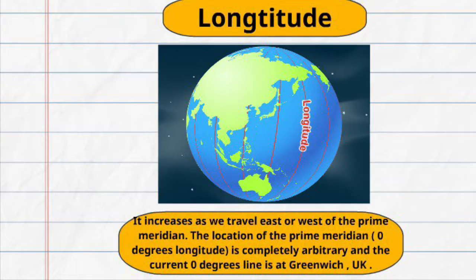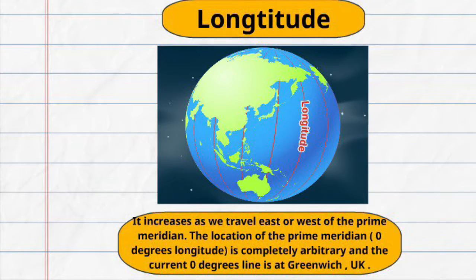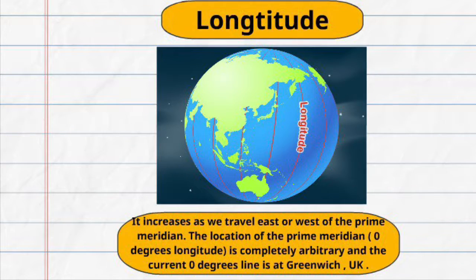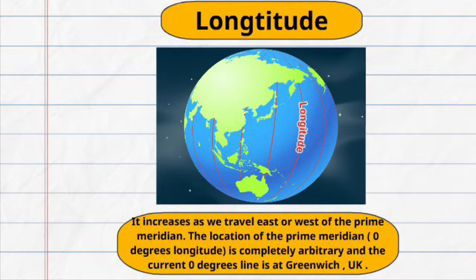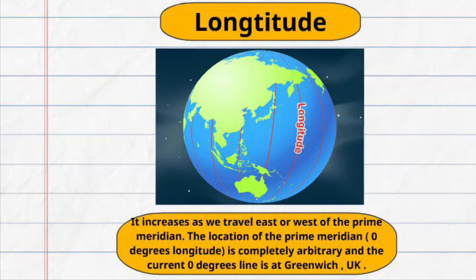Longitude. Longitude is a geographic coordinate that specifies the east-west position of a point on the Earth's surface or the surface of a celestial body. It is an angular measurement usually expressed in degrees. Longitude increases as we travel east or west of the prime meridian. Meridians connect points with the same longitude. The location of the prime meridian, 0 degrees longitude, is completely arbitrary, and the current 0 degrees line is at Greenwich, UK.